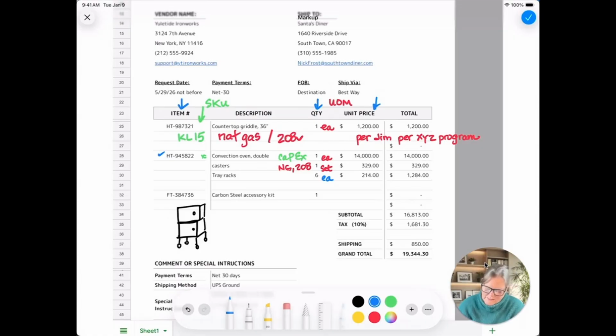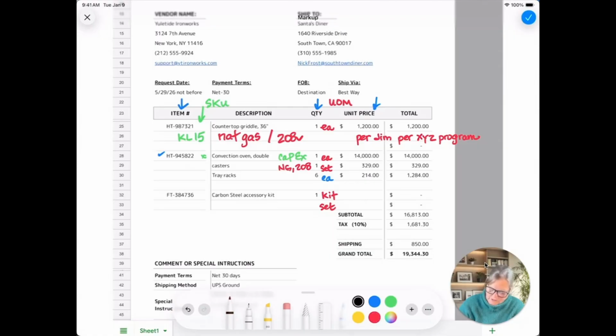And now for the last item, we have an accessory kit. Could be like a kit that has the spatula and it has the poker and it has maybe 6 or 7 things that go with it. And on this purchase order, it says 1. Now, does that mean 1 kit? Or does that mean 1 set? Or does that mean 1 item out of it?